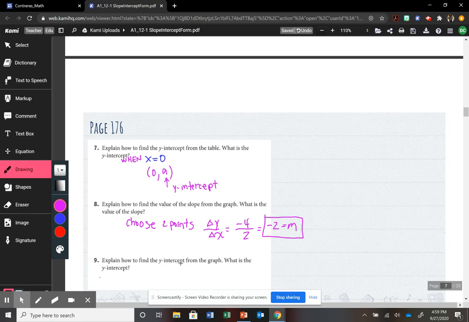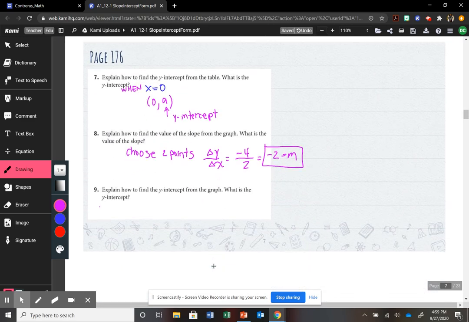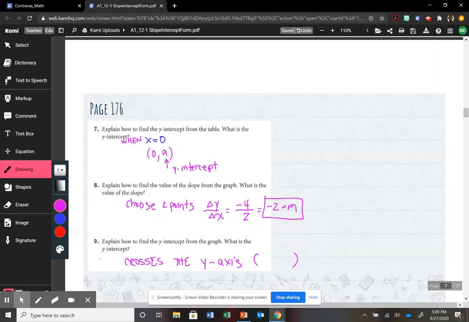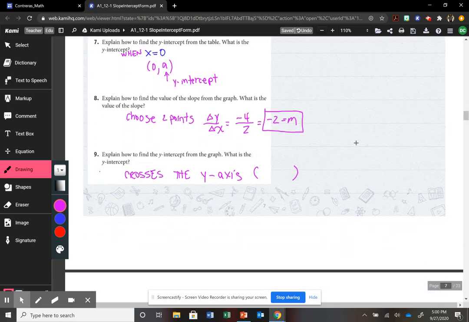Okay, explain how to find the y-intercept from a graph. What is the y-intercept? That is when it crosses the y-axis, right? And we went over this in class. So let's look at the graph and find out where it crosses the y-axis right here. And that is 0, 9. And our 9 is our y-intercept. All right, so far so good.